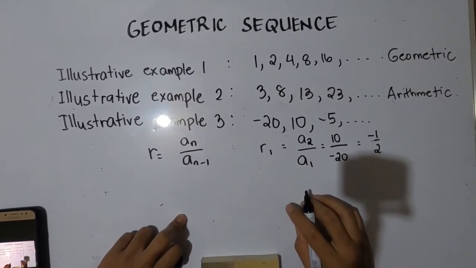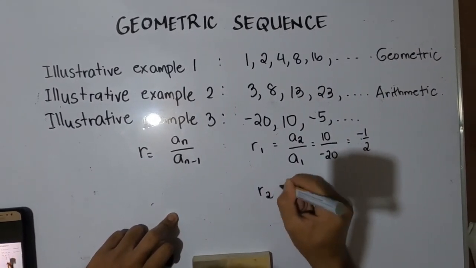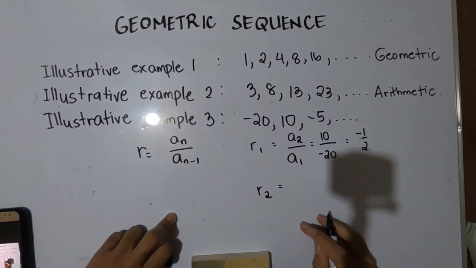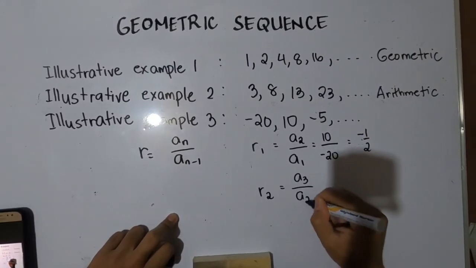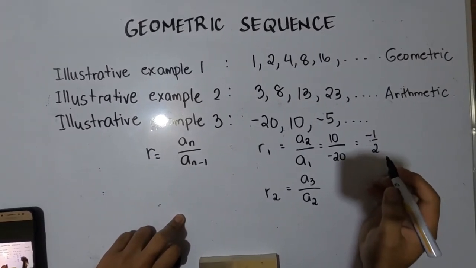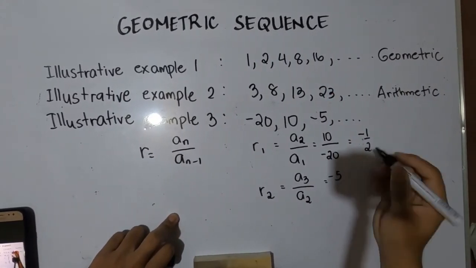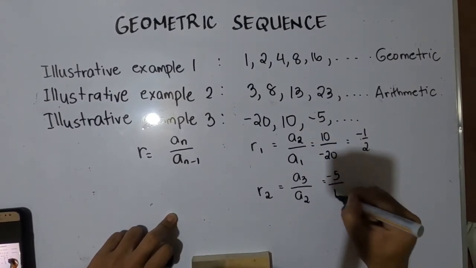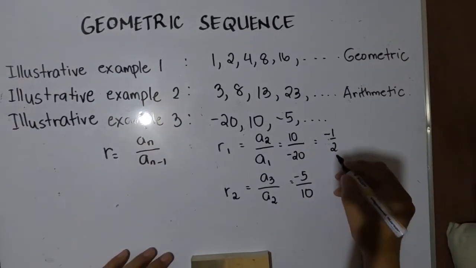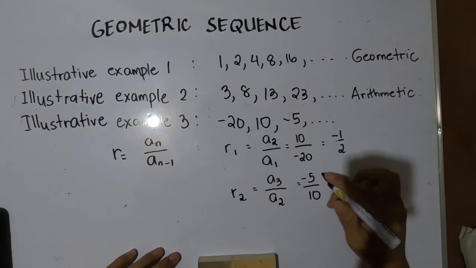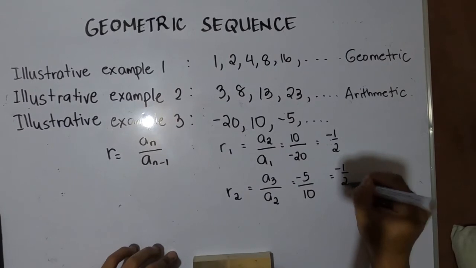Let's determine whether the third term and the second term have the same ratio as negative 1/2. So that is the third term divided by the second term. By substitution, the third term is negative 5, the second term is 10. So that is negative 5 over 10, which when simplified is the same as negative 1/2.